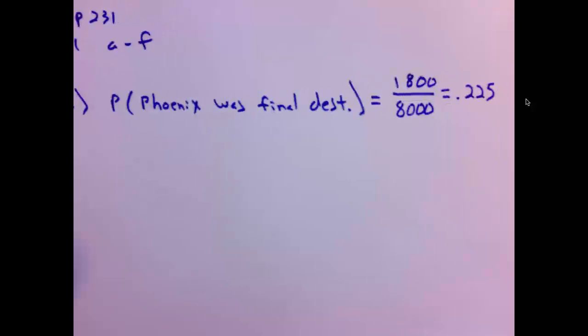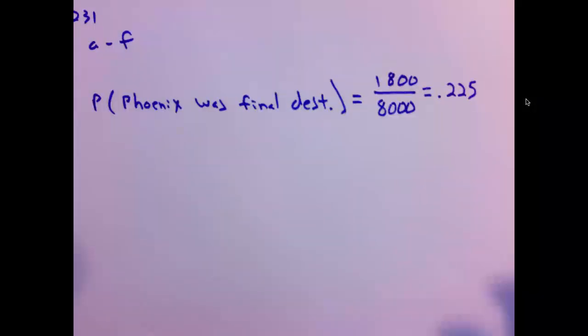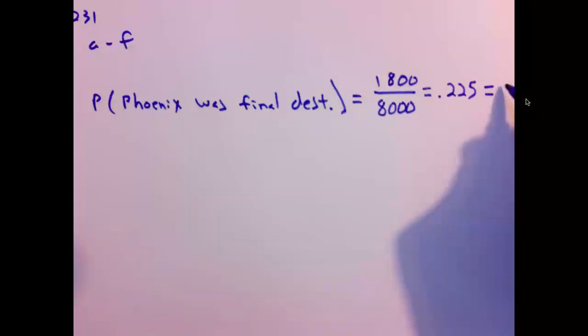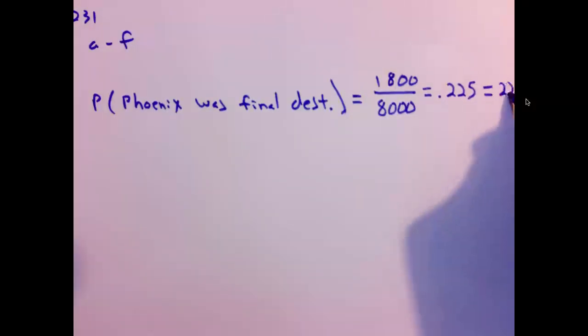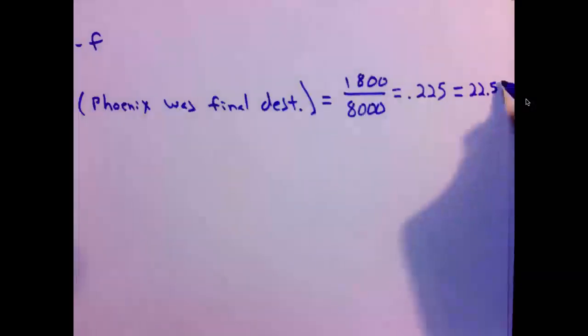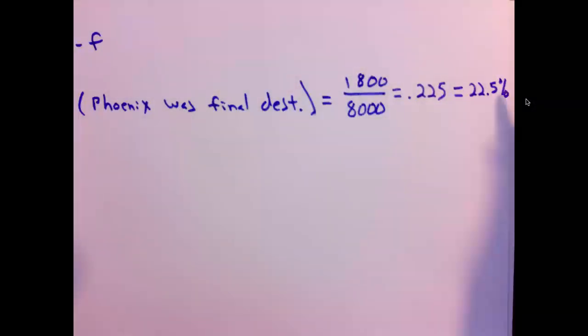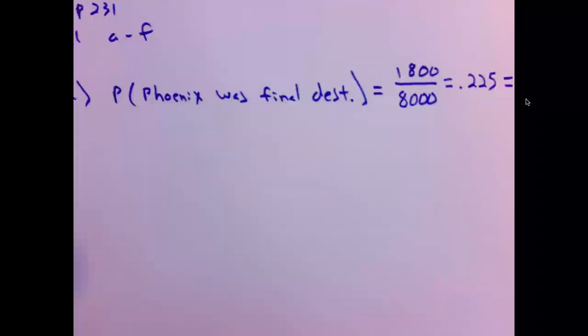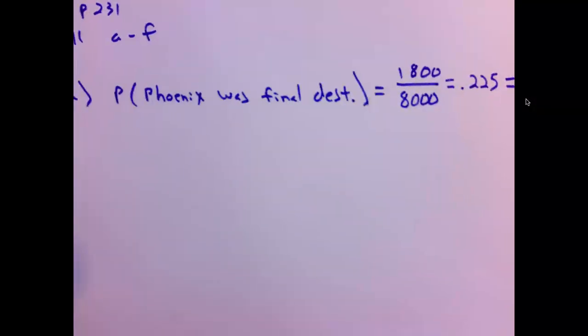And lastly, we can display probability as a percent. Moving this decimal 2 places to the right, 0.225 is equivalent to 22.5%. Alright, that is problem number 1. Problem A, I should say. Alright, B.